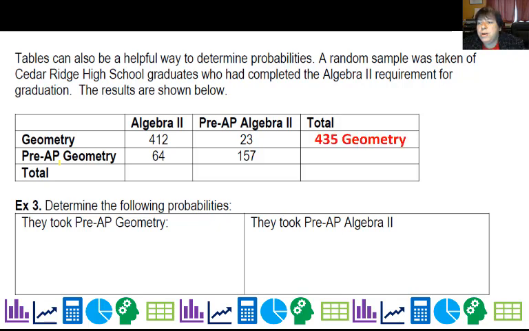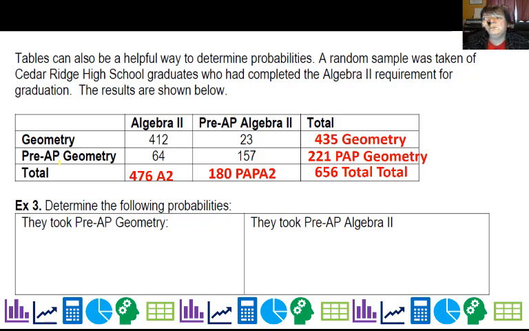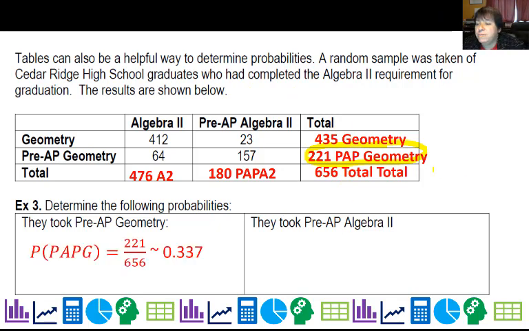Well, we know, first of all, there are 435 geometry students, right? 221 pre-AP geometry, right? And 476 Algebra 2 students plus 480 pre-AP Algebra 2 students, giving us a total of 656. That's my total of all the graduates. Well, the probability they're in pre-AP geometry, I don't care which algebra they took, so I can actually look over here. By the way, this is something called the marginal distribution when you have it on the ends like that. So 221 out of 656 would be 0.337.